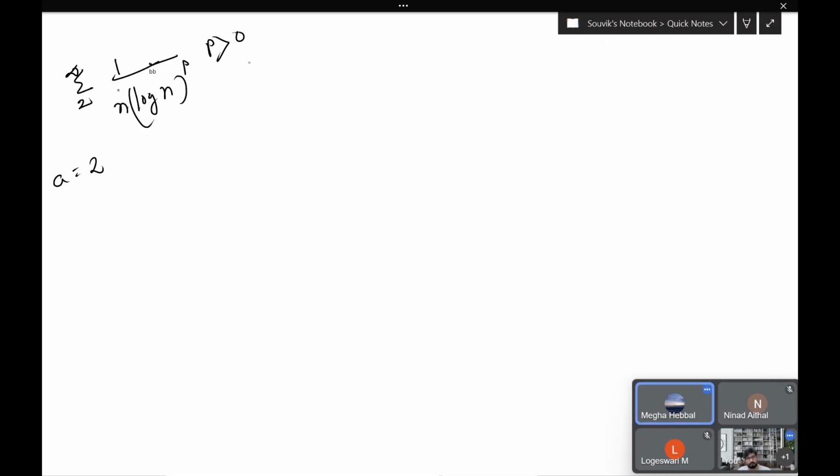So for p less than or equal to 1, does it converge? And p greater than 1 diverges, right? Sorry, p greater than 1 converges, right? Yeah. Okay, very good, Nina. What about Nina? Yes, sir.